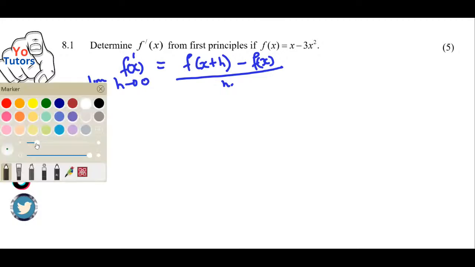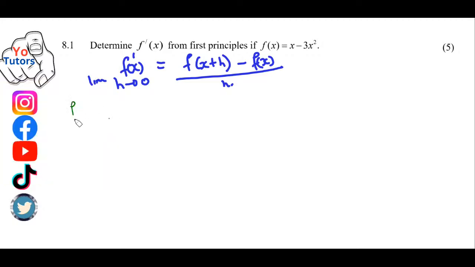Okay, I'm just going to reduce my pen here. So here f(x plus h) is going to be equal to 3(x plus h) squared. Okay.